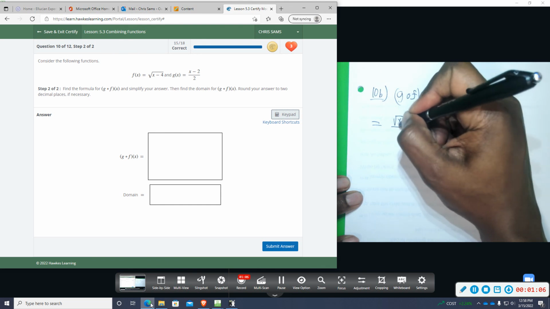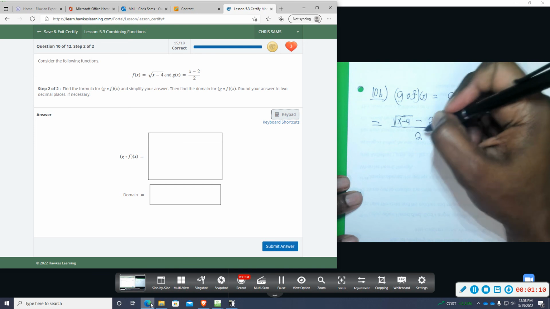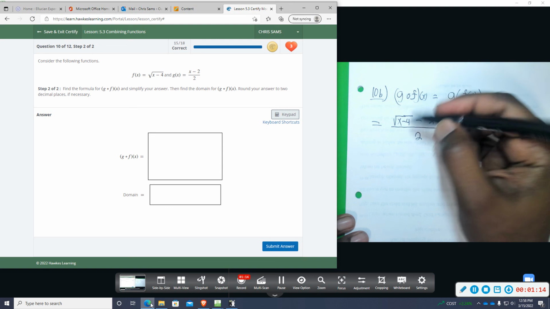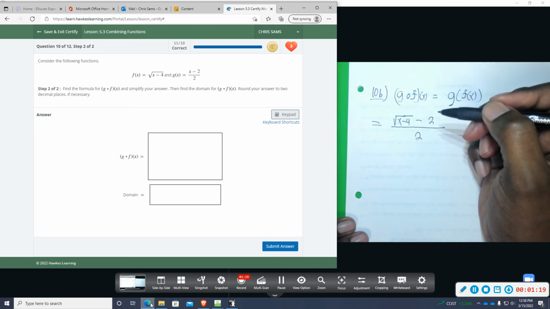So we have the square root of x minus 4, minus 2, divided by 2. And you can't just divide those 2's out. It has to be a 2 come from both of them to do that. So this is our G of F equation.